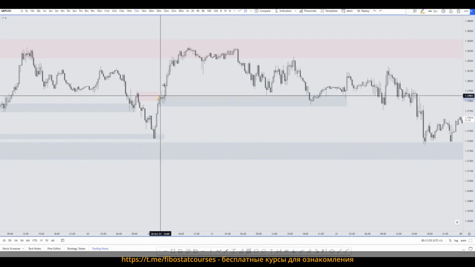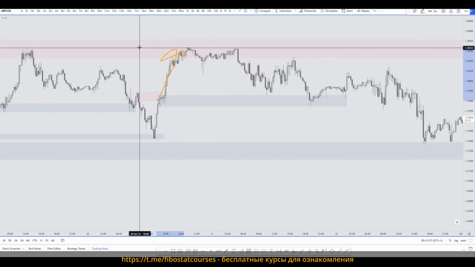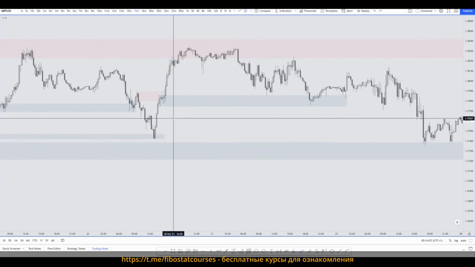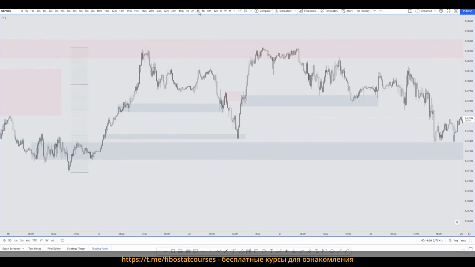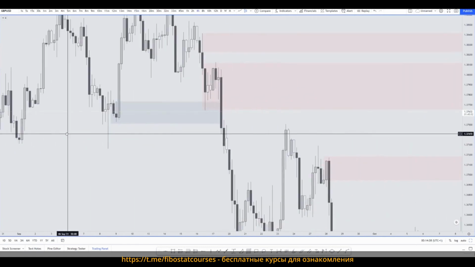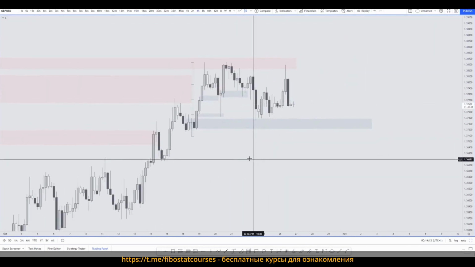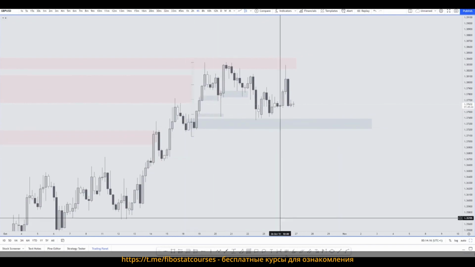If they made new market structure, which this one I believe did not, it created more of equal highs. But usually if a demand or a supply goes on to create new market structure, it is a stronger zone. So to go back to our 4-hour example here, we have this demand zone, you had market structure here.